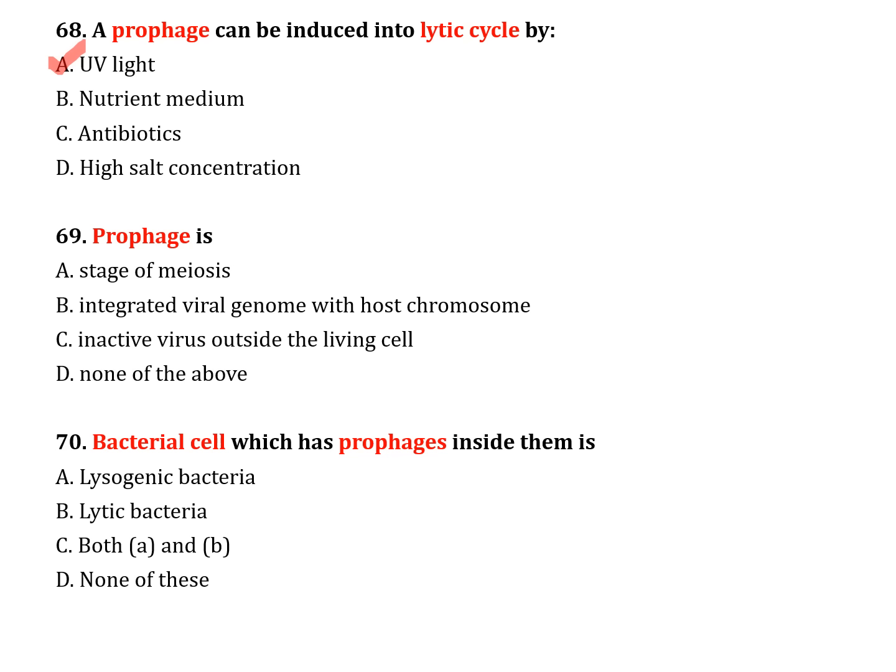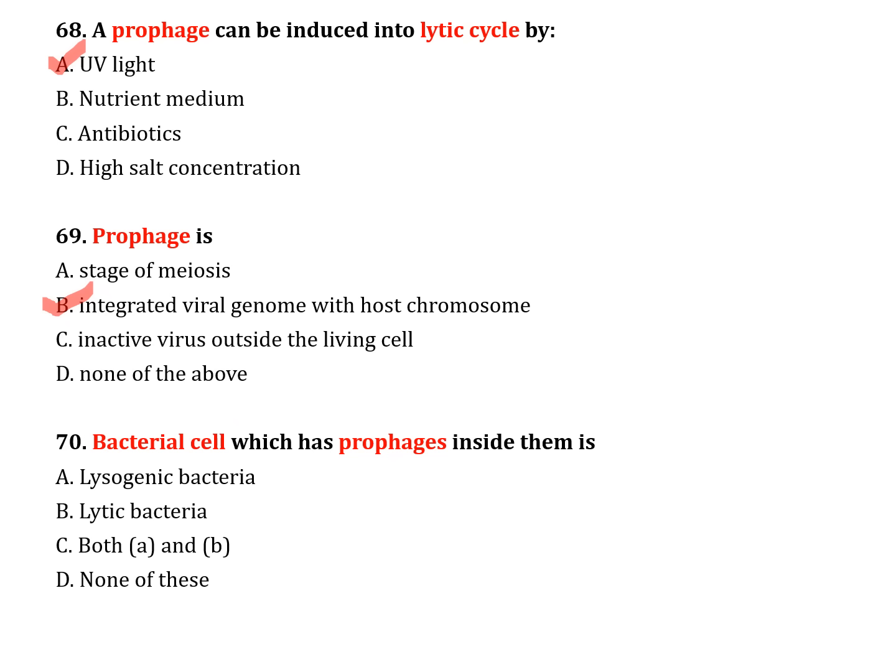The next question, number 69: Prophage is: option A, stage of meiosis; option B, integrated viral genome with a host chromosome; option C, inactive virus outside the living cell; option D, none of the above. Correct answer is option B, integrated viral genome with a host chromosome.